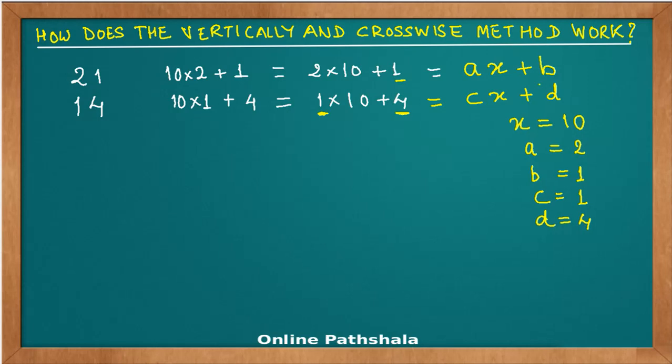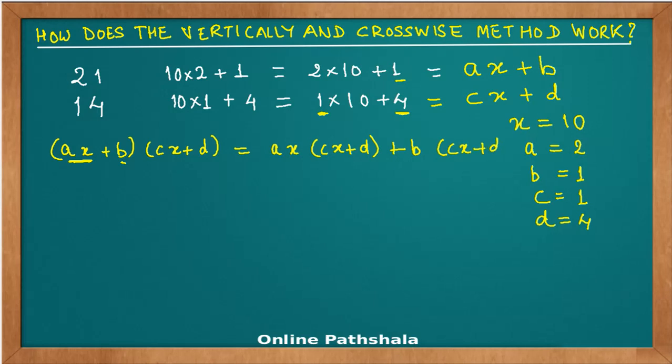Now essentially what we are trying to do is multiply these two numbers. That is, ax plus b is to be multiplied by cx plus d, and we can write this as this term multiplied by this whole, added to this term multiplied by this whole. So it would be ax into cx plus d, plus b multiplied by cx plus d.